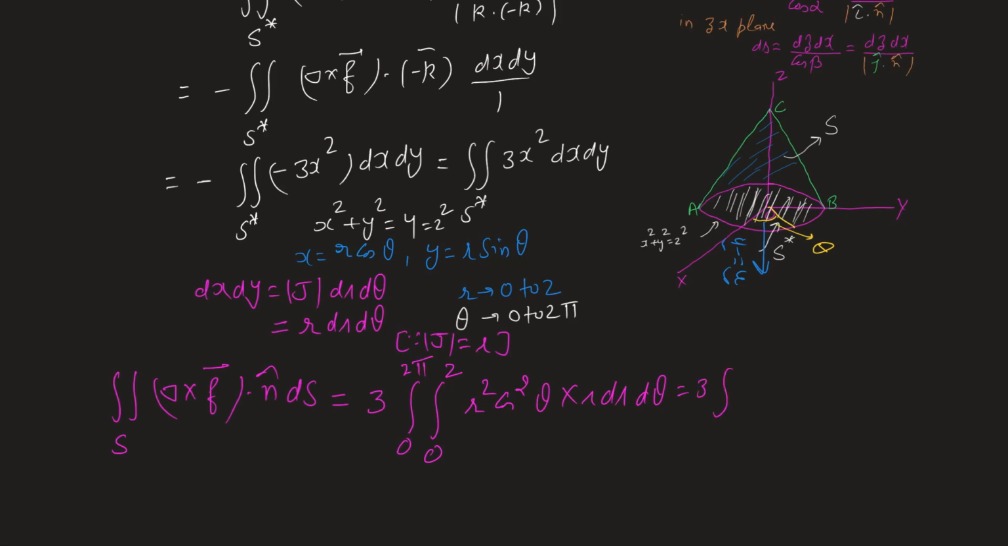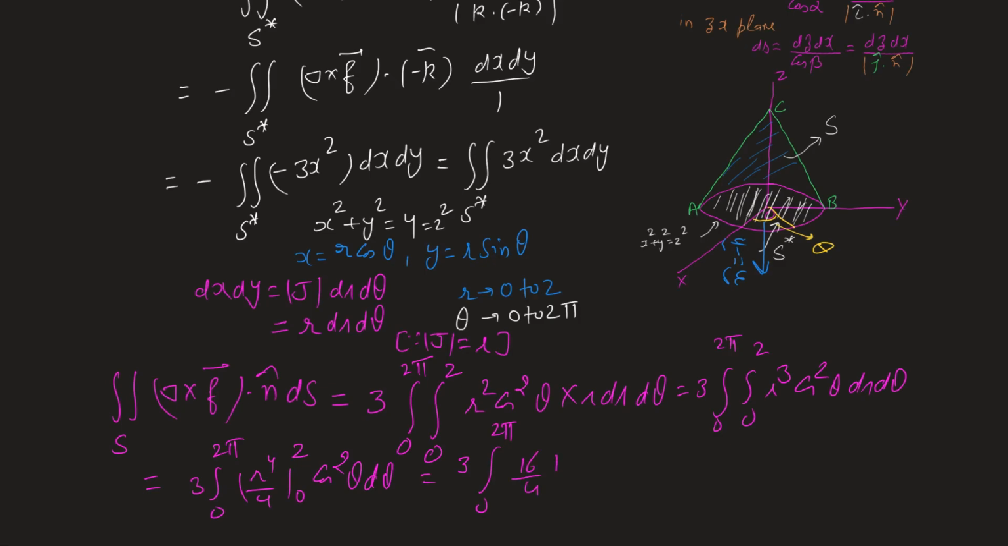So this is further equal to 3, integral 0 to 2 pi, and integral 0 to 2 of r cube cos square theta dr d theta. So this is further equal to 3, 0 to 2 pi, r to the 4 by 4 with limits from 0 to 2, cos square theta d theta, which is equal to 3, 0 to 2 pi. 2 raised to the power 4 is 16, by 4. This will be cos square theta d theta, equal to 12, 0 to 2 pi, cos square theta d theta.